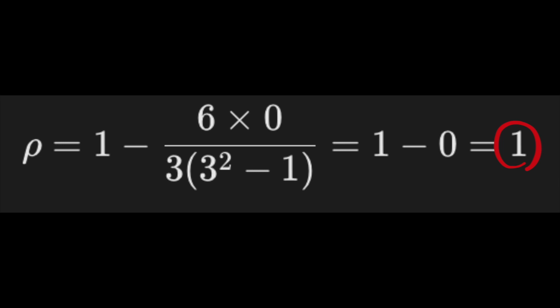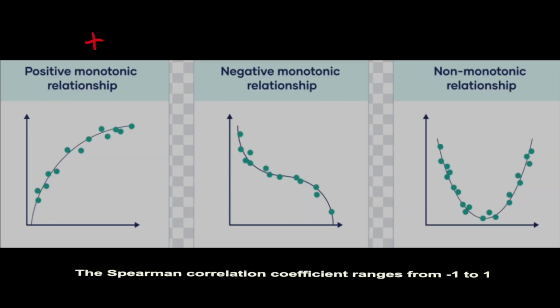Let's decode the values we might get from our Spearman correlation calculation and see what insights they can offer about our data. A coefficient of +1 shows a perfect positive monotonic relationship. As one variable increases, the other consistently increases. A coefficient of -1 shows a perfect negative monotonic relationship. As one variable increases, the other consistently decreases. A coefficient of 0 shows no relationship between the variables.